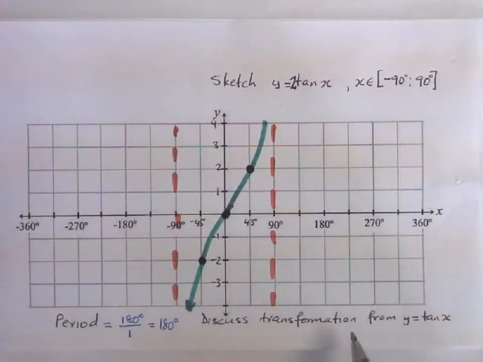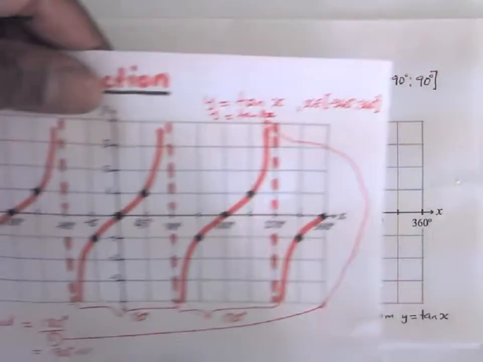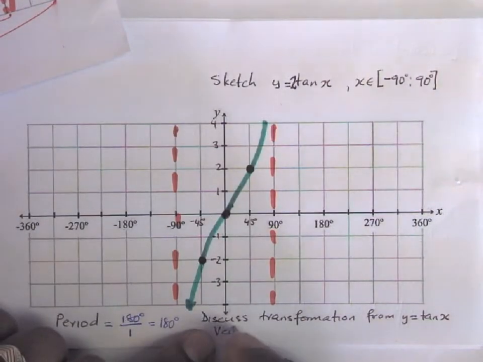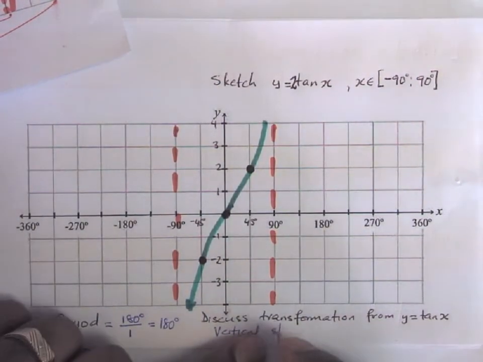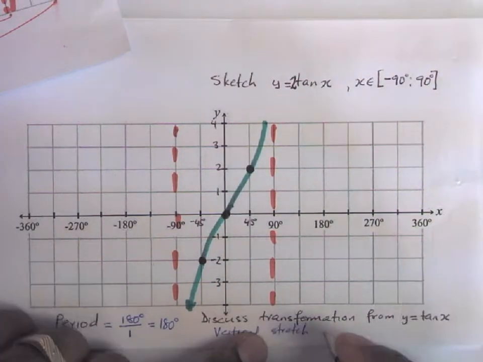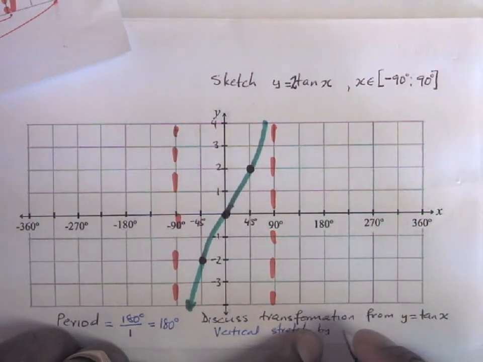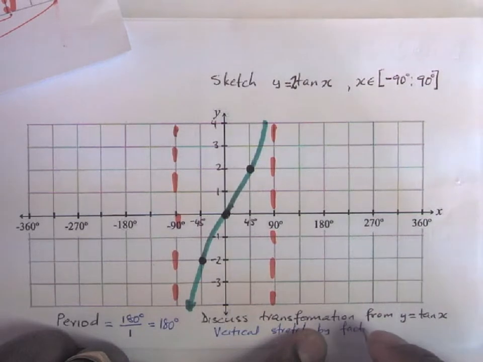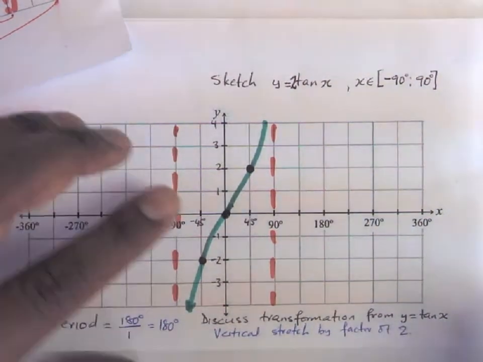Discuss the transformation. So what has happened to the graph? What happened to this graph? It's been stretched. You can see. So you call that the vertical stretch by a factor of 2.